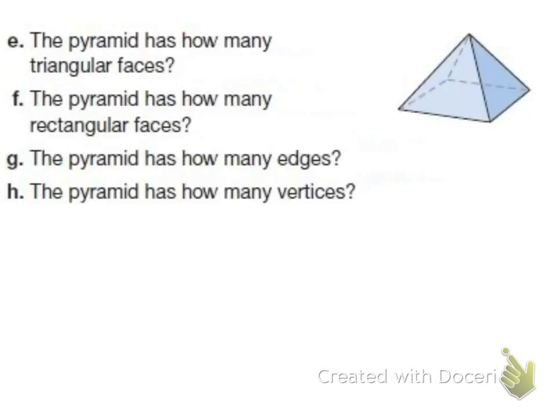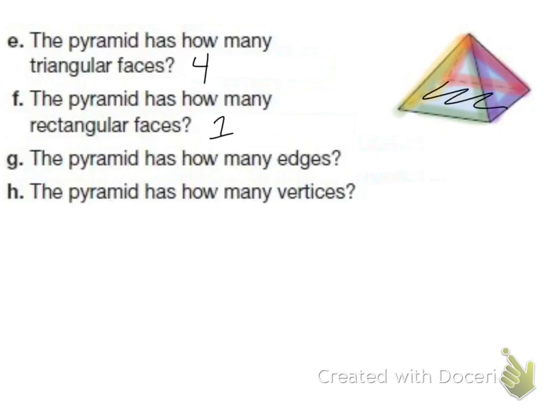Okay, so this question says, this pyramid has how many triangular faces? So you can see that there are 1, 2, there's 1 at the back, 3, see the dotted lines, and 1 on the left side, 4. So there are 4 triangular faces. And then it has only 1 rectangular face down here at the bottom.